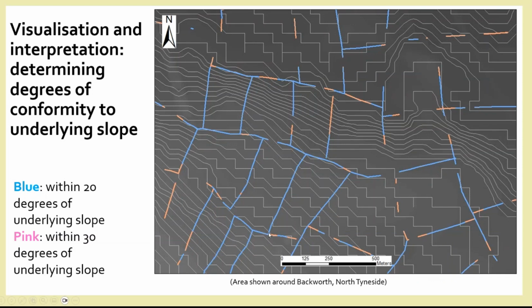While I was doing that, I was cross-checking against contour maps like I'm doing here. These blue lines, which are field boundaries, are all the ones that conform to within 20 degrees of the underlying slope direction. And the pink, or peach as it's come out in this picture, is within 30 degrees of the underlying slope direction. I went with 20 through discussions with my supervisor, and we decided that was a reasonable threshold that would return meaningful results.